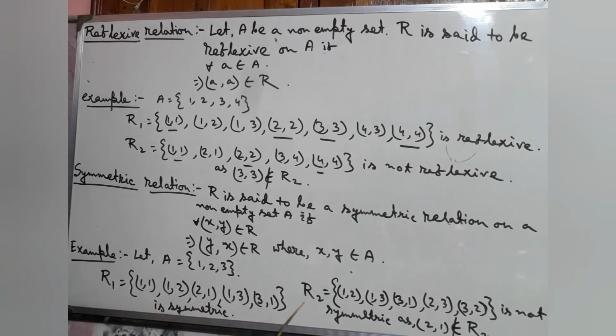But in R2, the reverse of (1,3), you see (3,1), is lying in this relation. The reverse of (2,3) is also (3,2). Similarly, the reverse of (3,2) is (2,3). But the reverse of (1,2), you see, (2,1) is not present here. For this reason, it is not a symmetric relation.